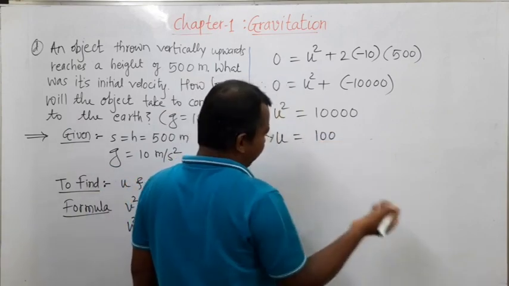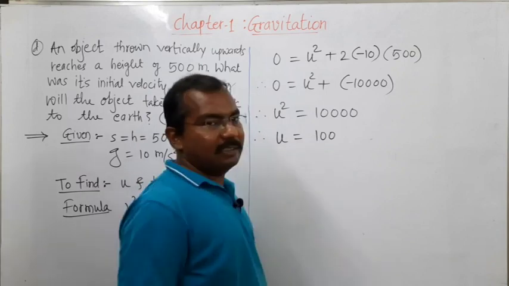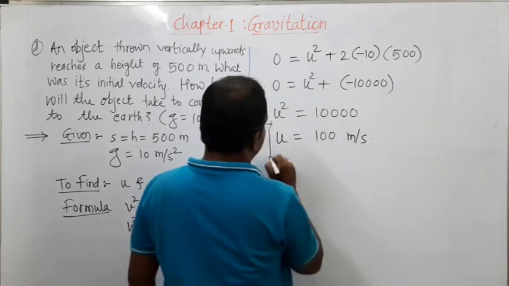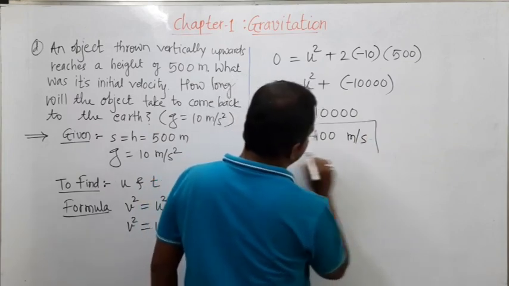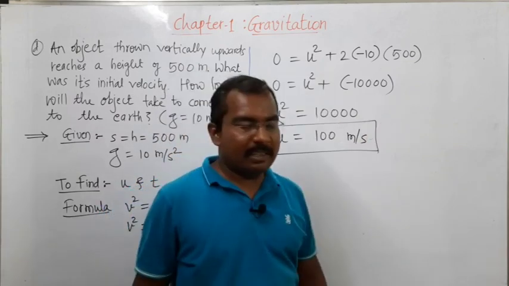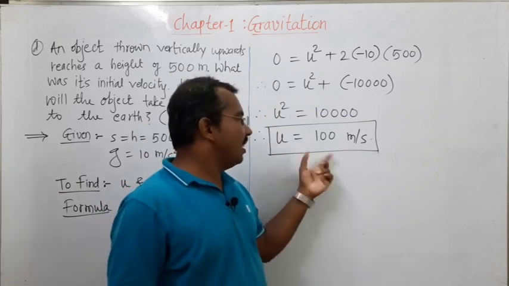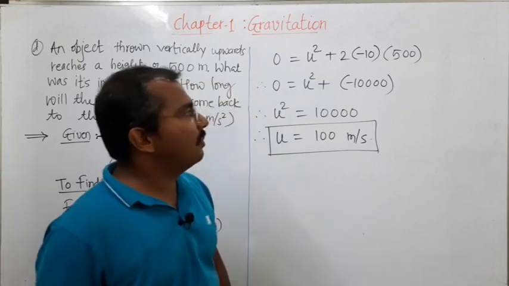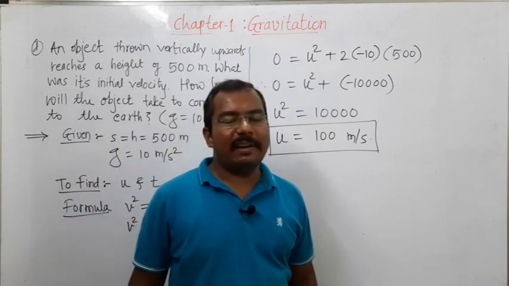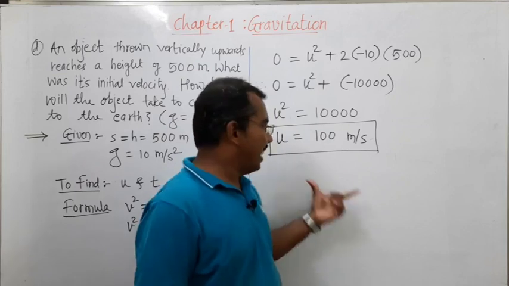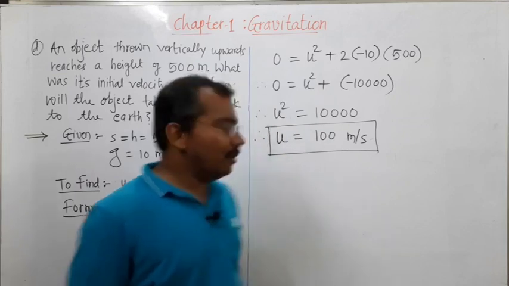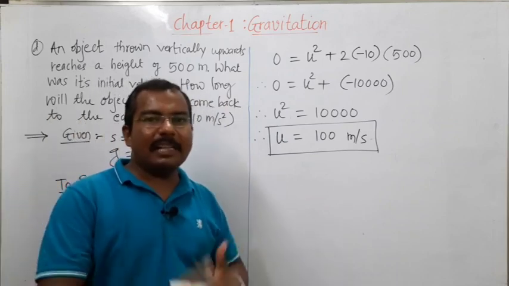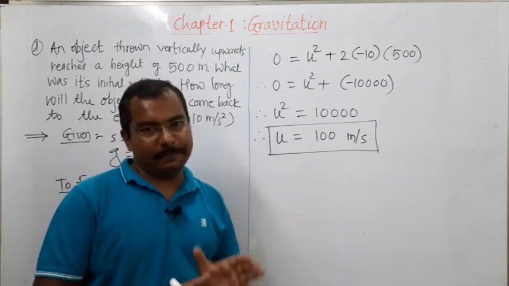Write the magnitude only. This is the velocity. This is the initial velocity, 100 meter per second. The initial velocity of the object was 100 meter per second, and it reaches up to the height of 500 meters. So we have calculated one value of u. First write it down and then we will calculate the value of t.